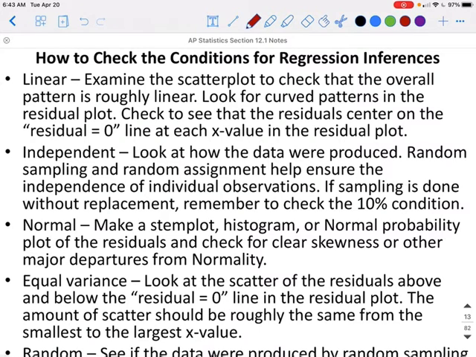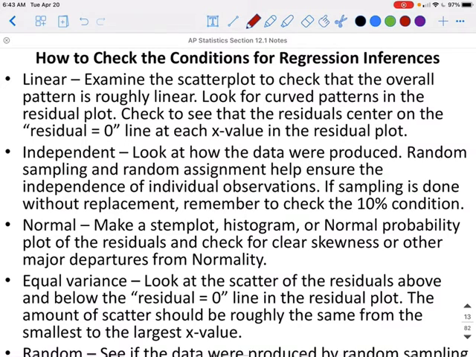So how to check the conditions for regression inference. Linear: we need to examine the scatter plot to check that the overall pattern is roughly linear, looking for curved patterns in the residual plot. Check to see that the residuals center at the residual of 0 line at each x value for the residual plot. We need to check for independence, so you need to look at how the data were produced.